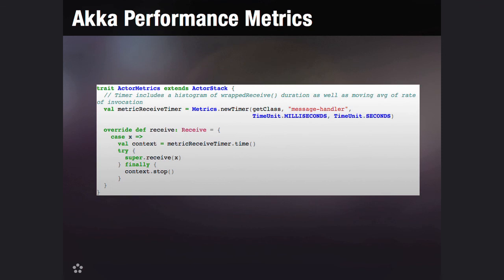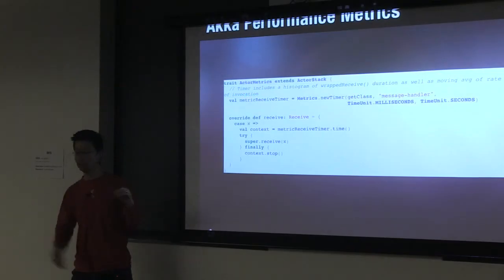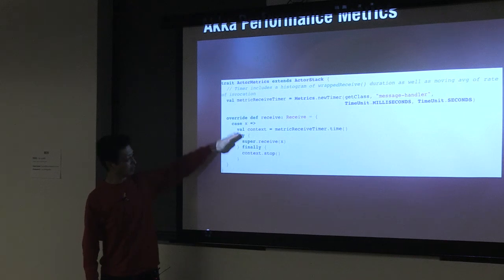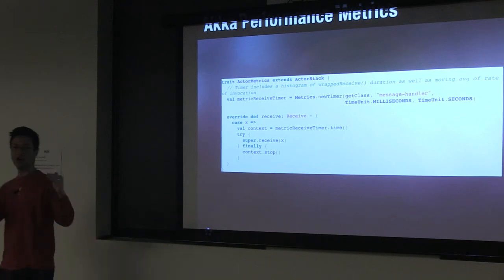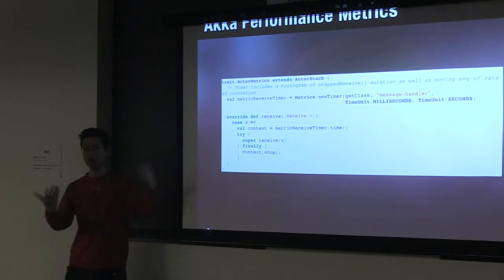This is something that you wouldn't be able to do with the partial function approach: we're going to wrap a metrics timer around the receive block, and we have a try finally. Basically, this will measure the time of the block, how long it took to do that logic in that block.